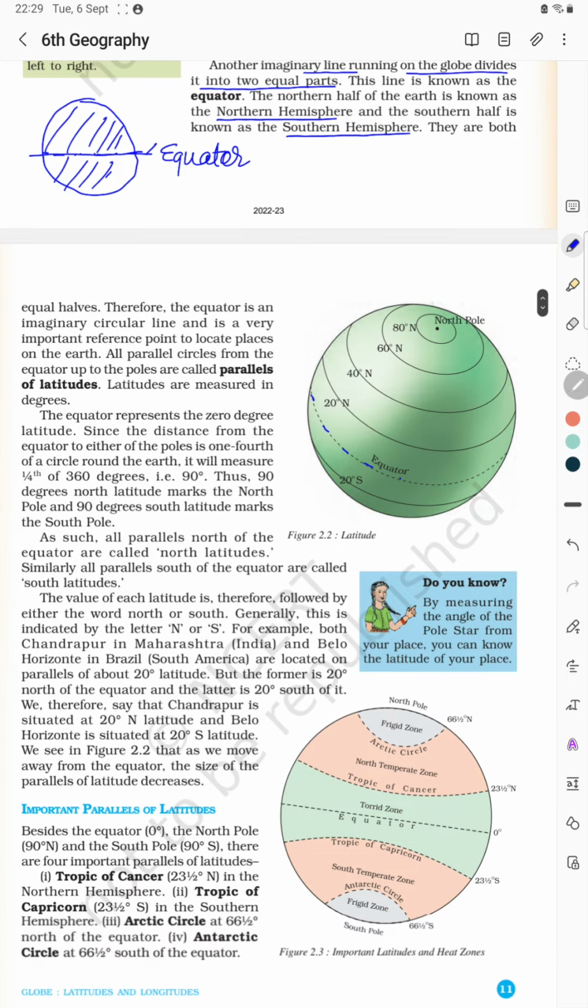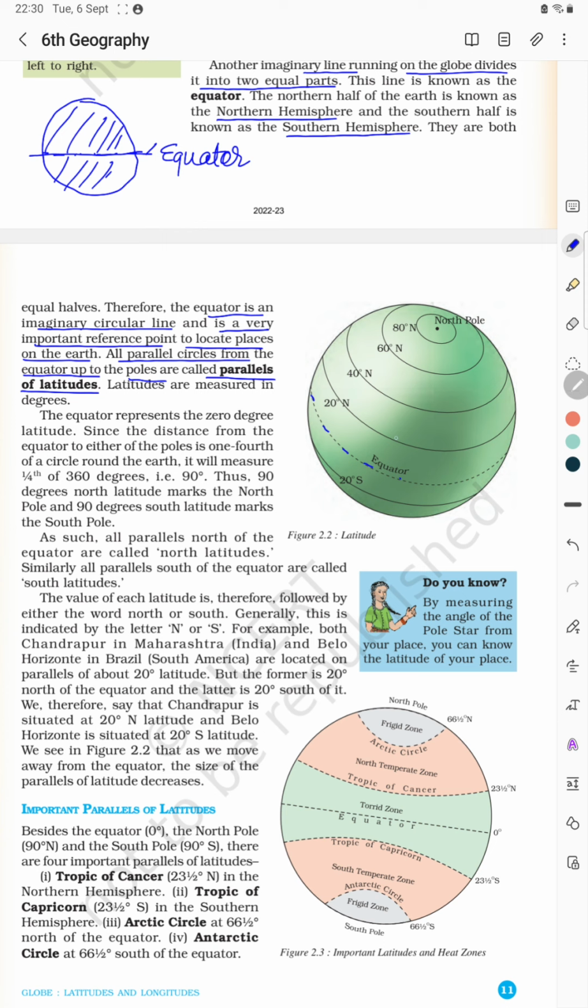Now, as we can see in this figure, the equator is an imaginary circular line and is also a very important reference point to locate places on the earth. All we are learning is how to locate a particular point on the globe. So the first reference is this horizontal imaginary line which we call the equator. Now all parallel circles from the equator up to the poles are called parallels of latitude.